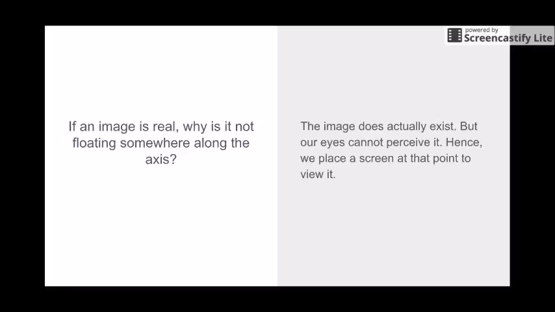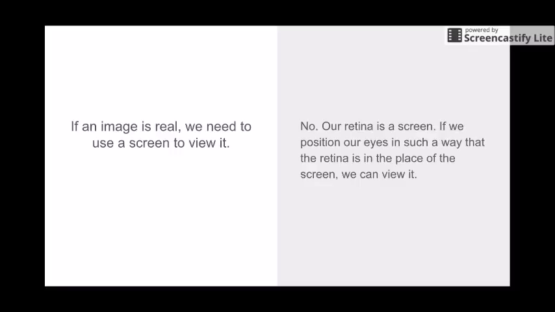Well, the image does actually exist, but our eyes cannot perceive it. Hence, we place a screen at that point to view it. This naturally leads to the next conclusion. That is, if an image is real, we need to use a screen to view it. However, this is false. Our retina is itself a screen.